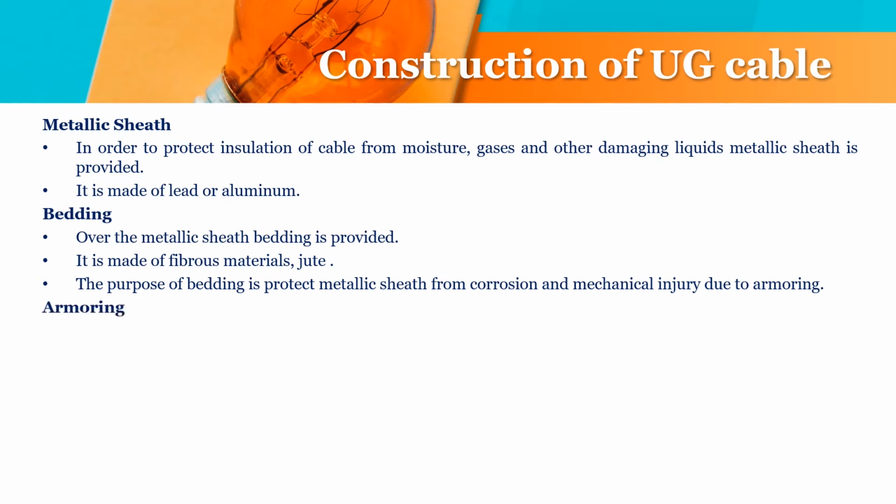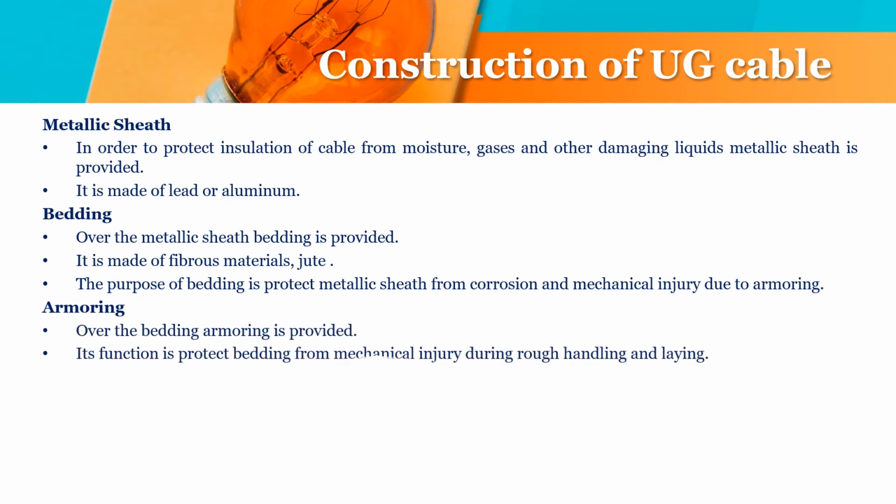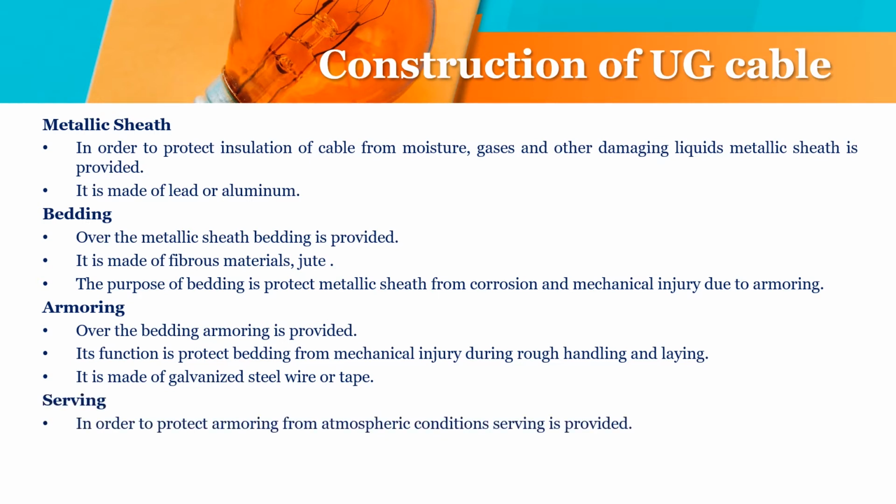Armoring. Over the bedding, armoring is provided. Its function is to protect the bedding from mechanical injury during rough handling and laying. It is made of galvanized steel wire or tape. Serving. In order to protect armoring from atmospheric conditions, serving is provided. It is made of rubber or tape.